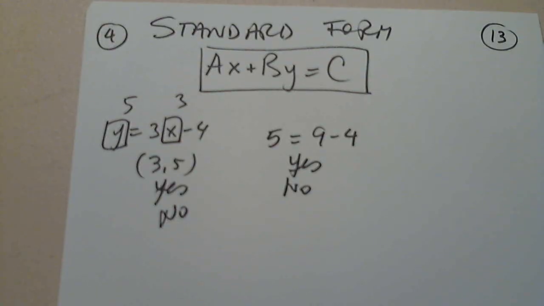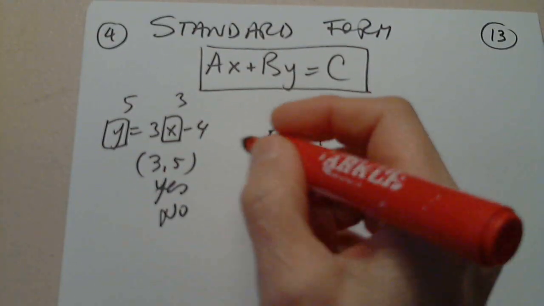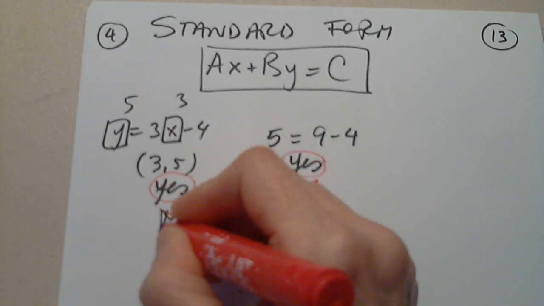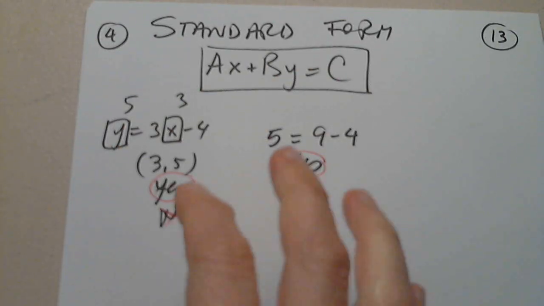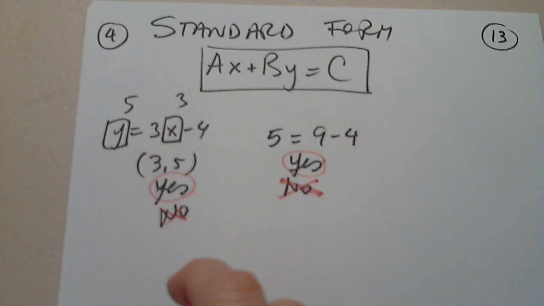Is it a yes or is it a no? Will you say yes or will you say no? Yes. In other words, this ordered pair verifies the equation. In other words, it is located on the graph. Excellent. Good. That's all we needed to do.